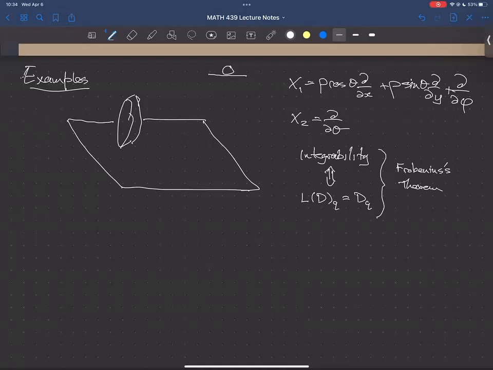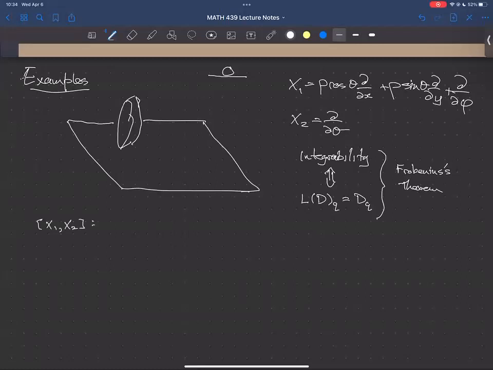So we have x1 with x2. First of all, as we saw last time, because the Lie bracket is skew symmetric, you don't have to calculate x1 with itself. That's always going to be zero. Similarly, of course, for x2. So you only need to take brackets of things that are different, and in this case, this is the only possibility.